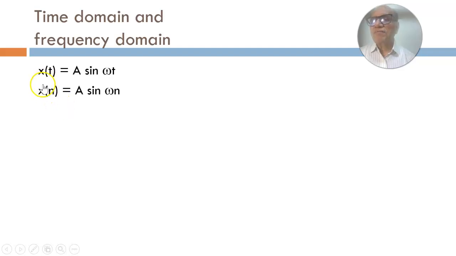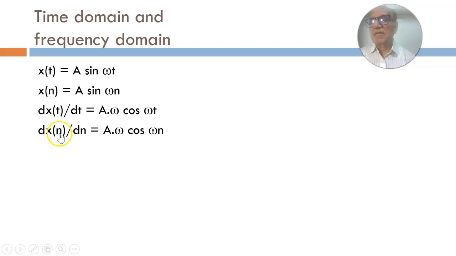Now what we want to do is find the slope of these two signals, so we differentiate with respect to the independent variable. So dx(t)/dt, as you can see, is Aω cos(ωt). Similarly, you can find the equation for the slope of the discrete time signal, dx(n)/dn, which will be Aω cos(ωn). Clearly this slope depends on time. At different times the slope will be different because of this cosine function. However, the maximum slope will be equal to A times ω. That is the maximum slope.